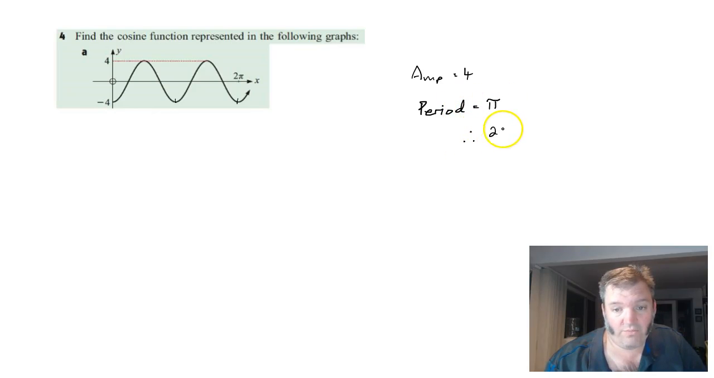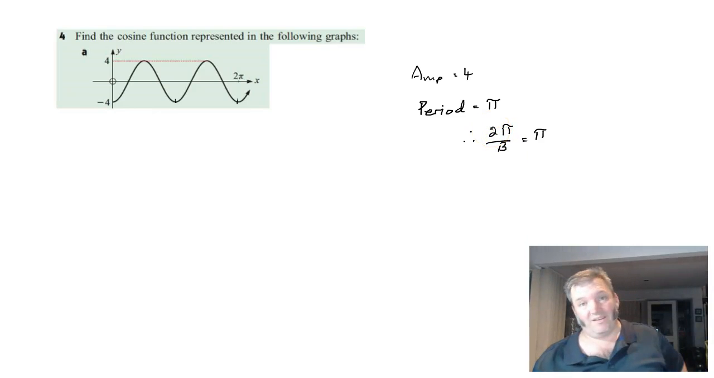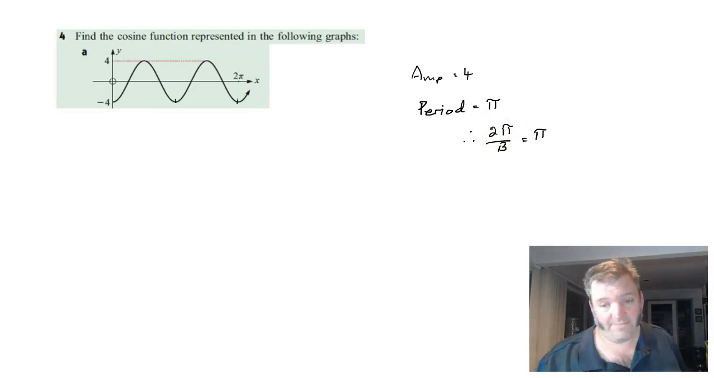Therefore, remember, 2 pi divided by b must equal pi. Remember that b in our a sine bx plus minus c plus d, you know the general form. 2 pi over b is how we find out the period. So in this case, if the period is pi, that's implying that b must equal 2.